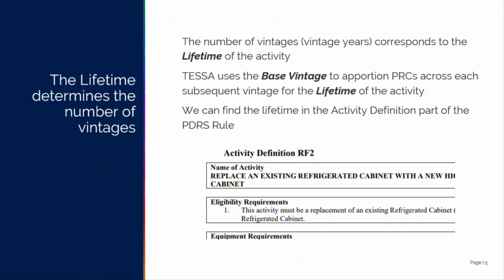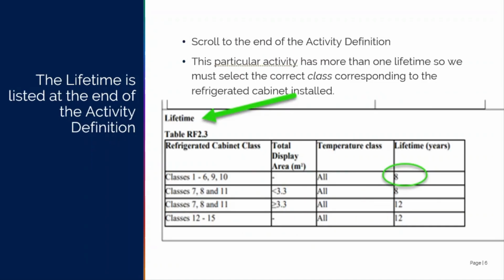The number of vintages or vintage years corresponds to the lifetime of the activity. TESA uses the base vintage to apportion PRCs across each subsequent vintage for the lifetime of the activity. We can find the lifetime in the activity definition part of the PRCs rule. And here's an example. It's activity definition RF2, replacing a refrigerator display cabinet with a new high efficiency cabinet. And if we were to scroll down to the bottom of that activity definition, at the lower section, that's where we would find the lifetime.